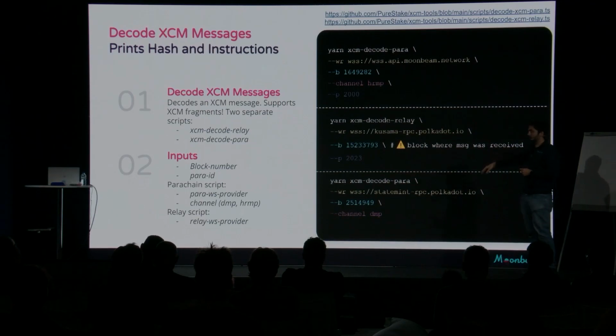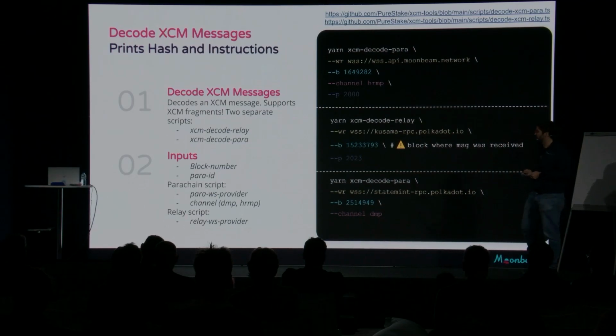And the last one is another example from DMP, so a message that was sent from the relay chain to the parachain.